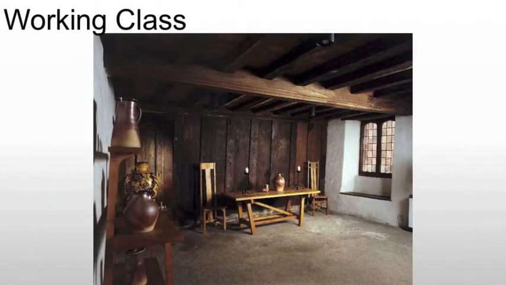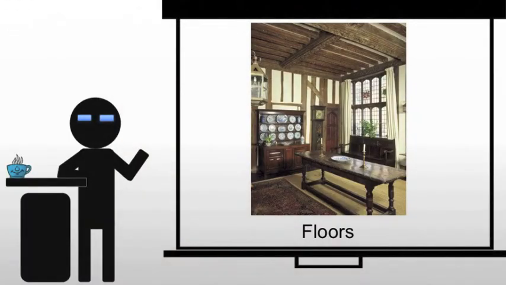Now, for the working class, most of their decor is going to be a lot simpler than most of what we're looking at. Most of the items will be pragmatic. Now, sometimes they will have an item that appears to us to be very beautiful, but it always has a functional purpose to it. Now let's start with floors.